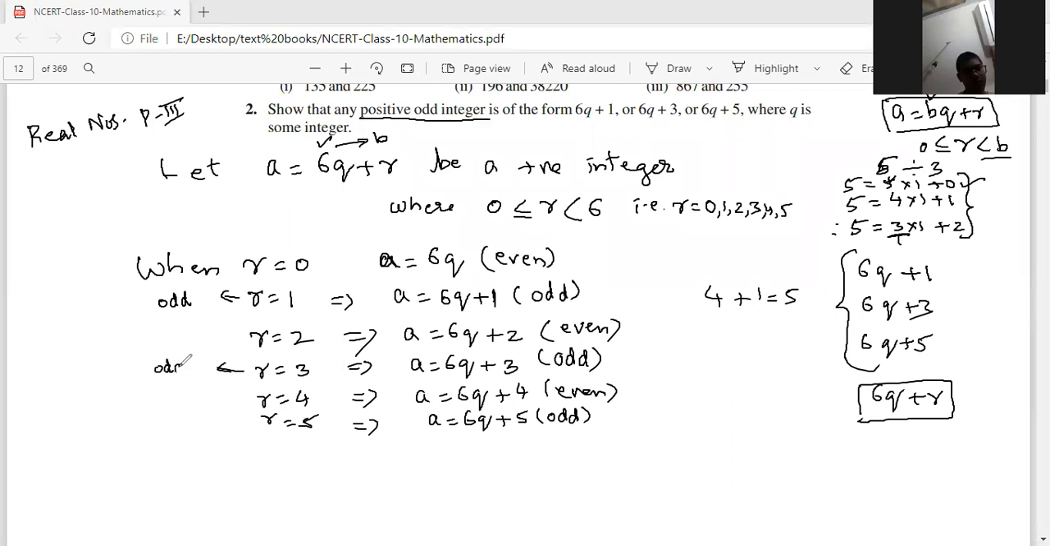Sir, is 6q a common number in this one? Yes, of course. 6q is always there. So any odd positive integer is of the form, either it will be a... this is not required, I think. Do not write r.